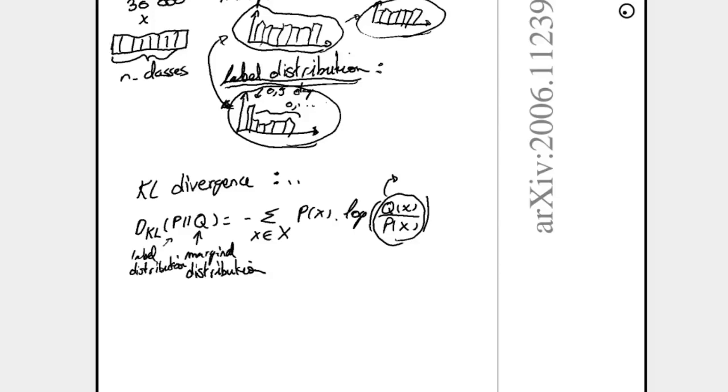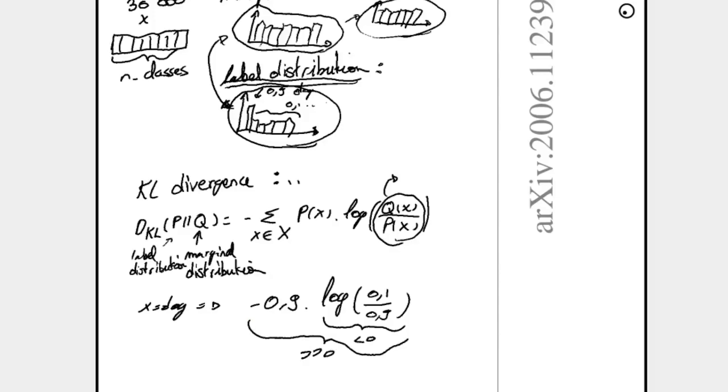So let's say when x is equal to dog, then you would have p of x, which is pretty big, let's say 0.9, and then imagine you have 10 classes and the marginal distribution is uniform. Then you would have times the log of 0.1 over 0.9, which is something very negative, and so this would make this something really positive. And then for the other classes, well, yeah.